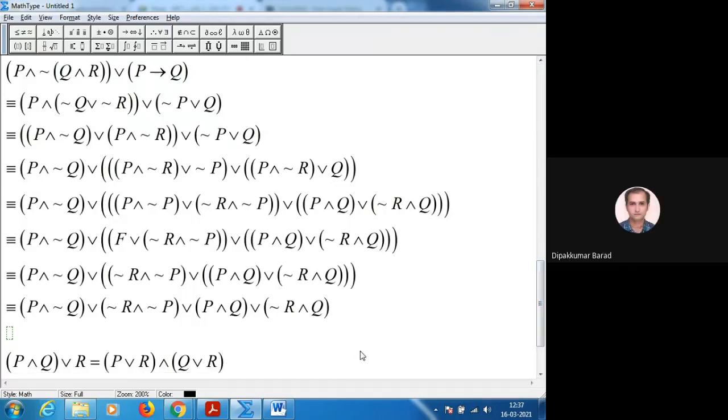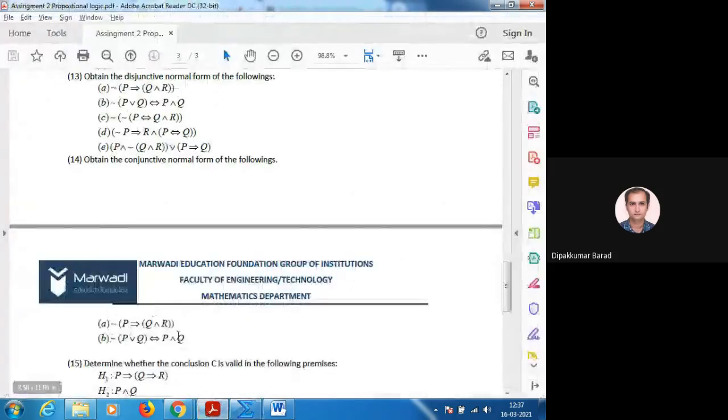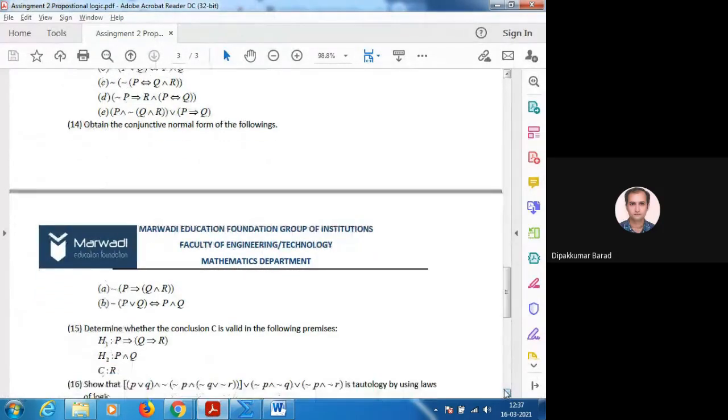Okay, so I think this is clear for everyone now. And we have found the disjunctive normal form. In a similar manner, you can do the conjunctive normal form by yourself now. In the conjunctive normal form, you have to write the product of elementary sums, the product of elementary sums.